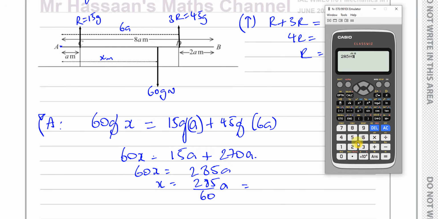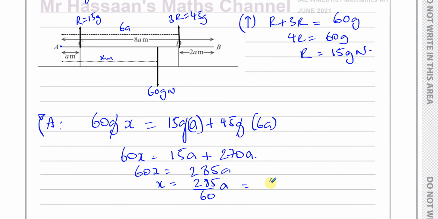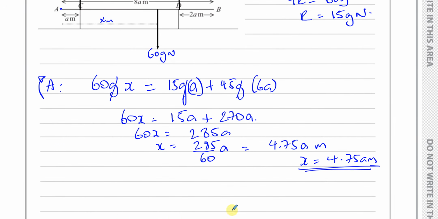285 divided by 60 gives us 4.75a. Remember, there's an a with this, meters. So x is equal to 4.75a meters, and there's the answer to part a of this question.